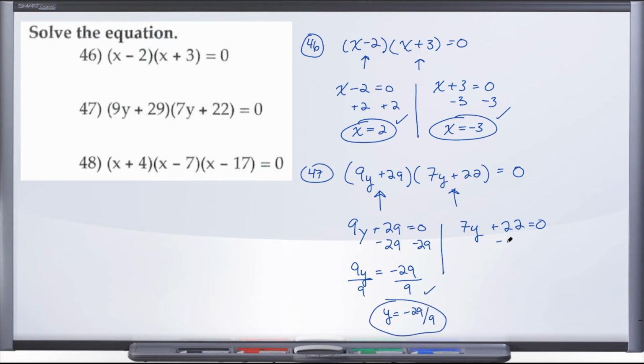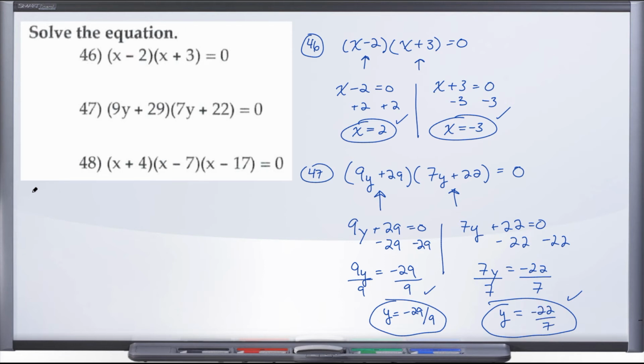And here on the right, we'll subtract 22. That leaves us with 7y equals negative 22. Lastly, divide by 7, so y equals negative 22 over 7. And there you have it, number 47. We solved the equation. So y equals negative 29 over 9, and y equals negative 22 over 7.